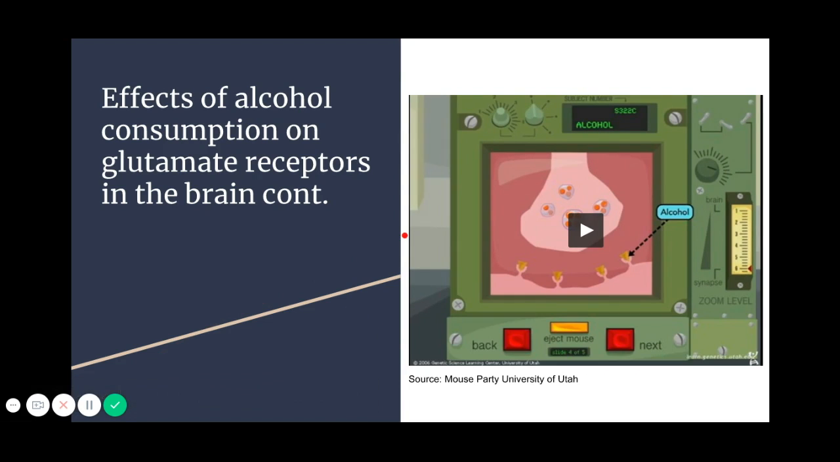Some of the side effects of alcohol binding to the glutamate receptors, especially in pregnant women, is a disease called fetal alcohol syndrome. Fetal alcohol syndrome is a disease that causes permanent brain damage to fetuses. Another side effect of glutamate contamination by alcohol is just brain damage, which is applicable for pretty much all users of alcohol.